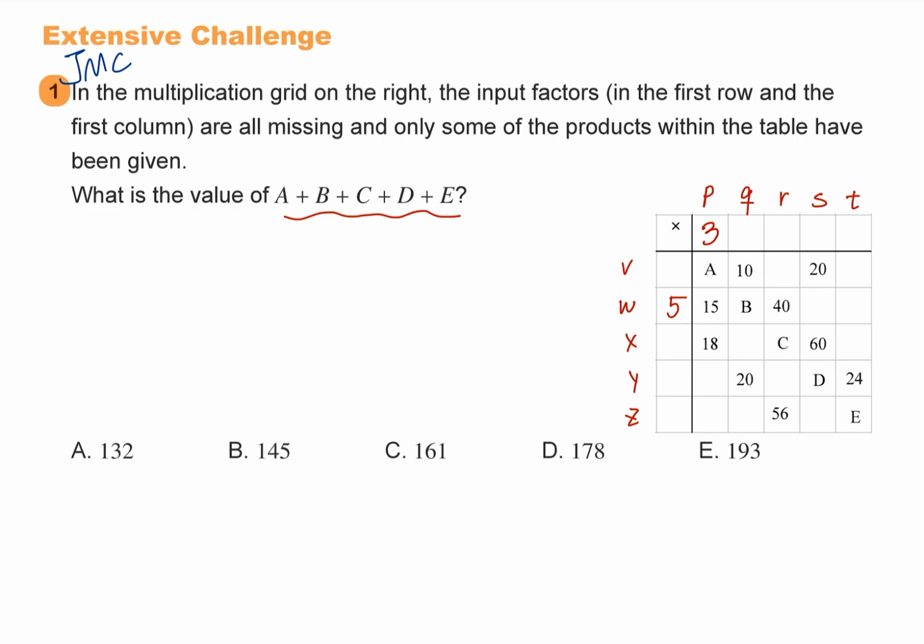So actually, this is the key row and key column to solve this question. After you find P is 3 and W is 5, you can continue. X would then be 6. After X is 6, you can go across and go up. Then S would be 10. If S is 10, you can go down and across. Then V would be 2. And then across and up, Q would be 5.